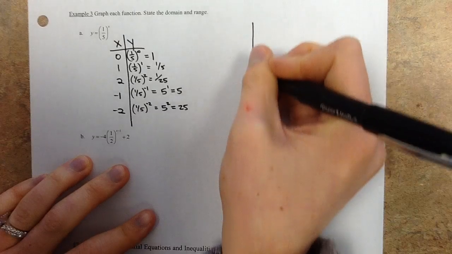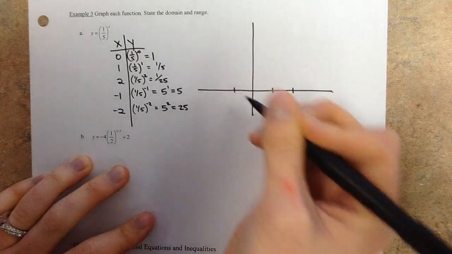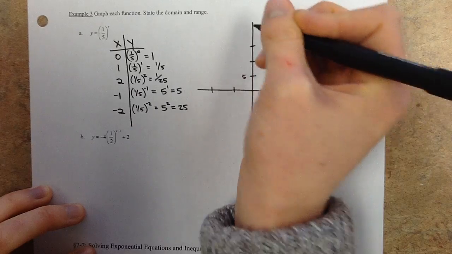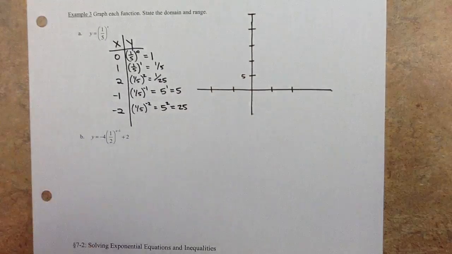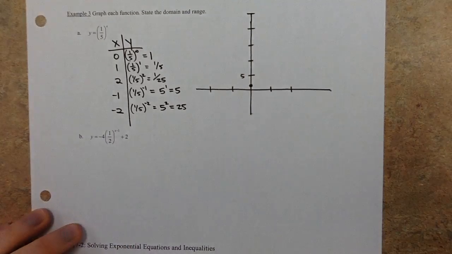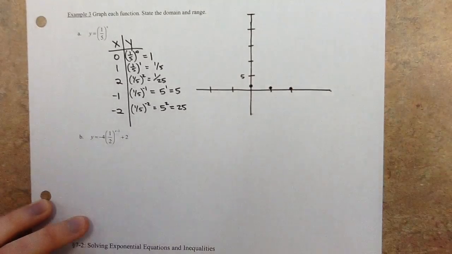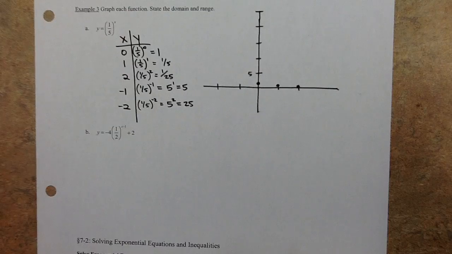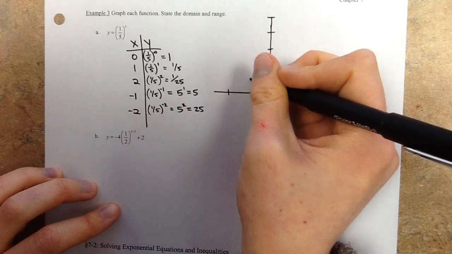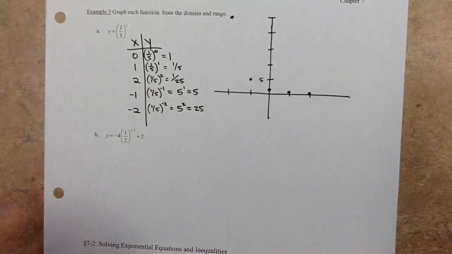So now let's plot these points. So I have 1, 2, -1, -2. Let's go up by 5s. 5, 10, 15, 20, and 25. So my points, I have the point 0, 1, right about there. I have the point 1, 1/5, so we're just going to get closer and closer to the x-axis there. Graphing 1/25, not going to be incredibly accurate. So now -1. -1, we're up here at 5. And -2, we're all the way up here at 25.